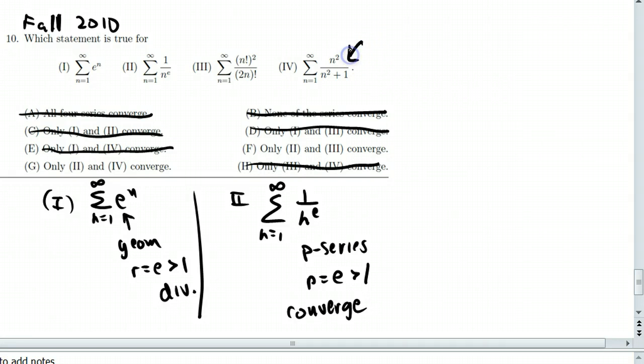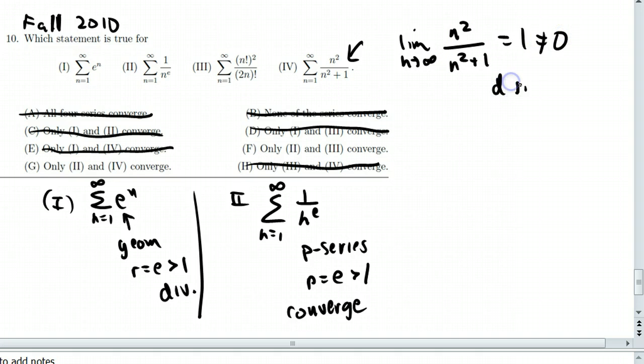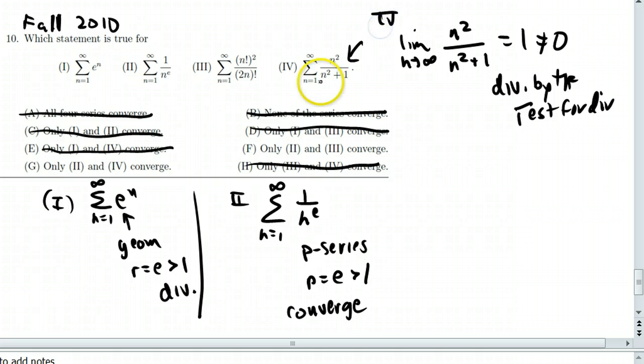Let's just focus in on 4. Whenever you get a series, you should first just look at the terms quickly and look at the limit. Right, that limit is 1. It's not 0. It diverges by the test for divergence. Roman numeral 4. So we have divergence, convergence, divergence. The answer then must be that 3 converges by our choices.